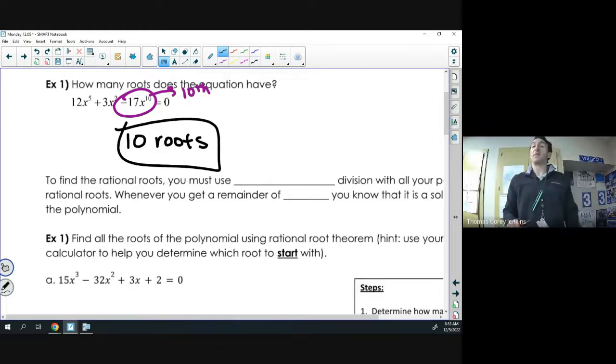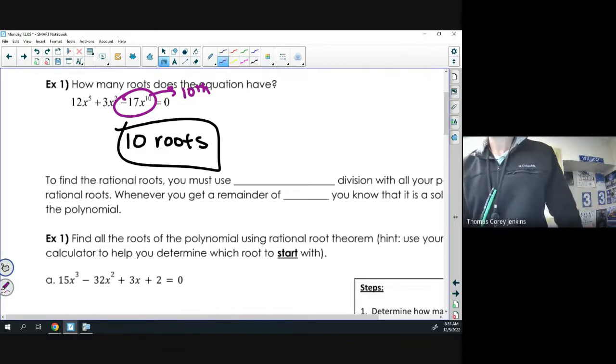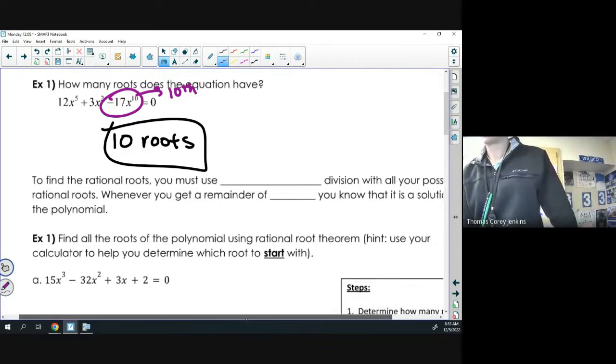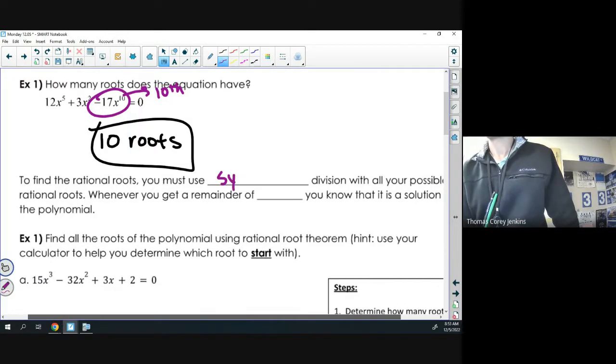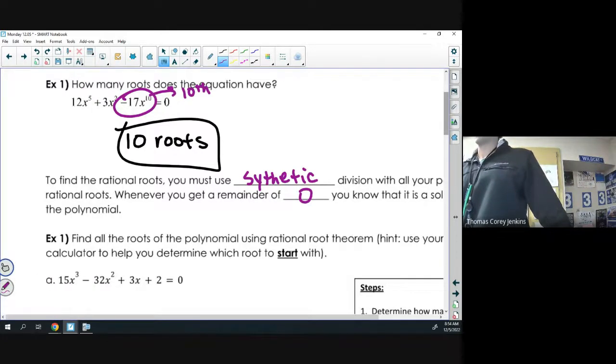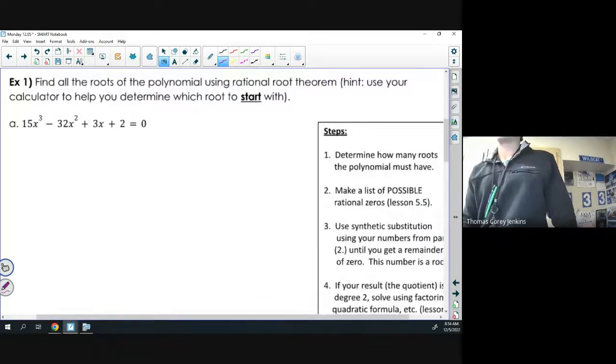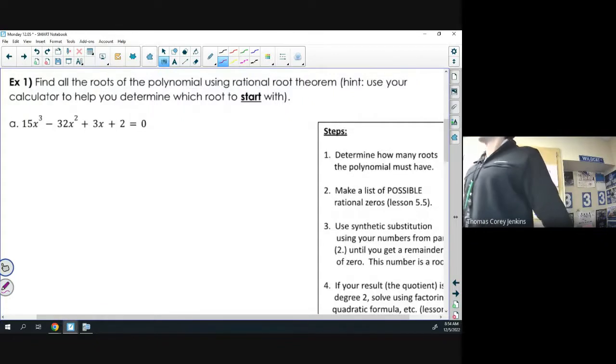All right. So to find rational roots, it says you must use, let's say you can use synthetic or long division. We'll probably use synthetic because it's quicker. Whenever you get a remainder of 0, you have a solution. Okay. So that sums up what we're going to do. But we're always going to start by thinking about 2 things when we're solving one of these equations. So in all of our examples today, we are going to just try to find all the roots.